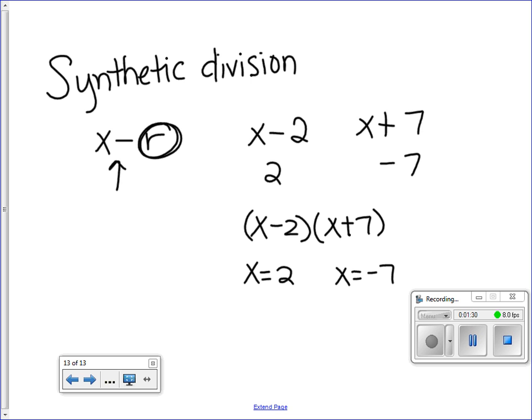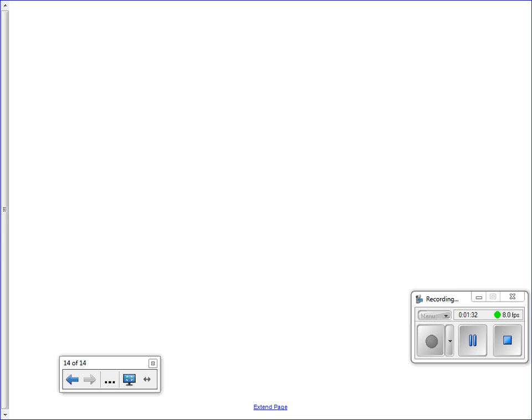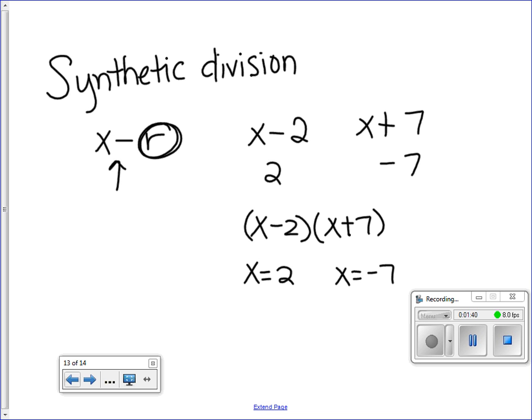Now, the process for synthetic division is pretty easy, okay? We'll do one together. I think you're going to really like synthetic division. It doesn't work on everything. That's why we still need to know long division. Synthetic division really only works with these linear factors here.